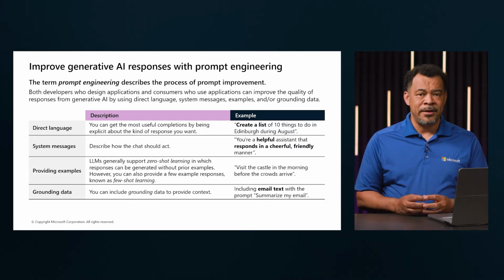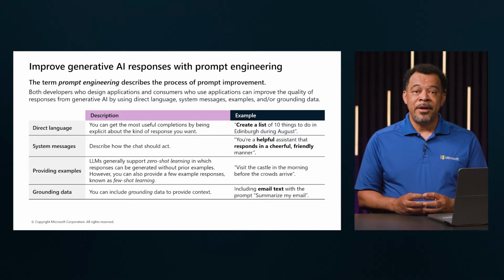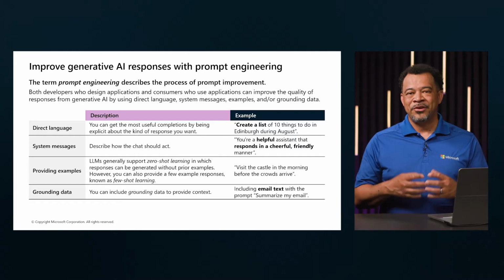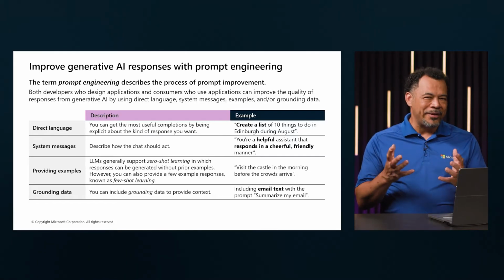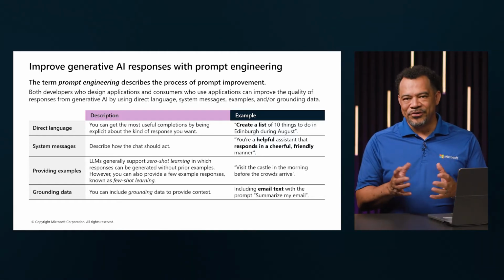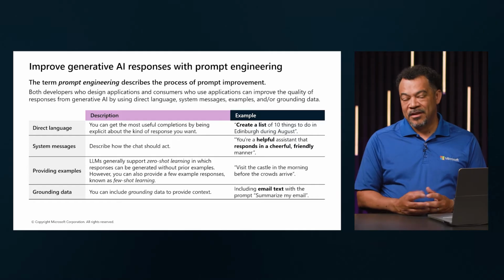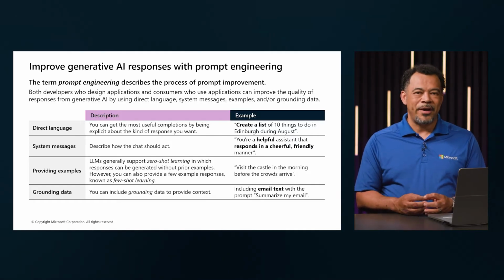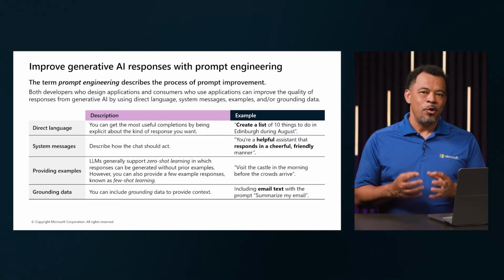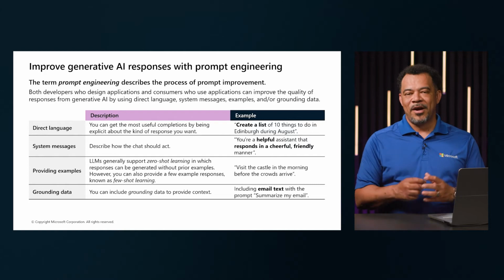There's also grounding data. You can use grounding data as a prompt engineering technique to gain many of the benefits of fine-tuning without having to train a custom model. To apply this technique, include contextual data in the prompt so that the model can use it to generate appropriate output. Let me give you an example. Suppose you want an LLM to generate a summary of an email. You can include the email text in the prompt with an instruction to summarize that email.